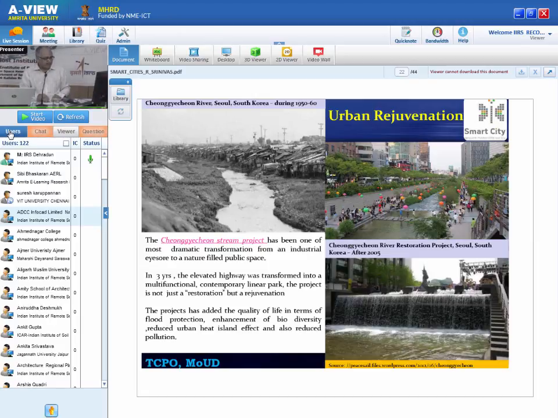So let us give some examples of urban rejuvenation, how in other parts of the world things have taken place in the redevelopment or retrofitting. Now you just see this slide. On the left side of the slide, there is the Cheonggyecheon River in Seoul during the 1950s. You just see the photograph. It's in black and white, it's also given in Wikipedia.